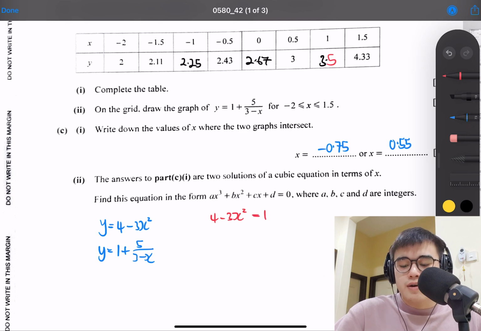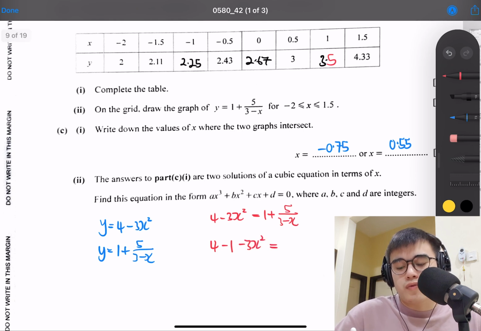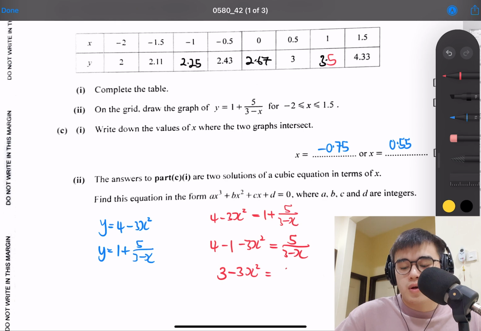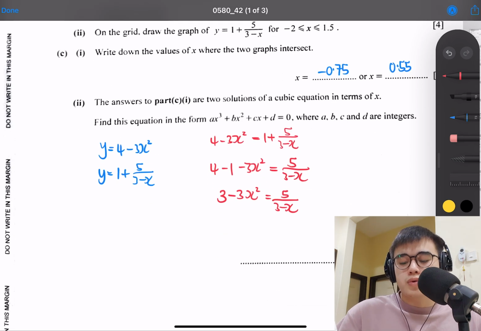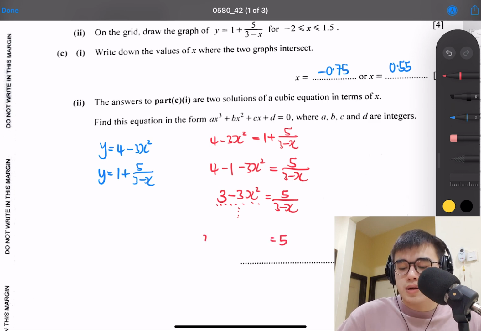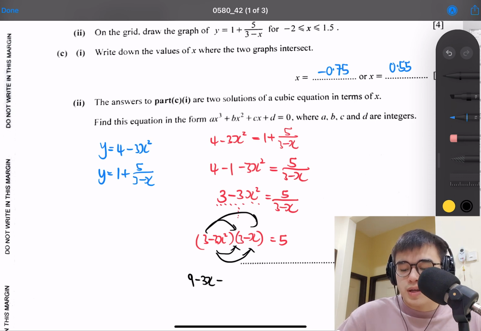I will be writing this down right at this part. To make your calculation easier, the first thing I will do is to bring the 1 over here: 3x squared equals 5 over 3 minus x. So you should be getting 3x squared equals 5 over 3 minus x. From here, be reminded that there's a denominator of 1 over here. When you cross multiply, you should be getting this. Remember to multiply them accordingly. After the expansion, you should be getting 9 minus 3x minus 9x squared plus 3x cubed equals 5.